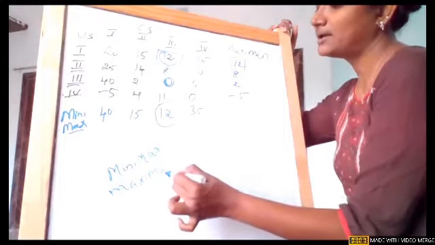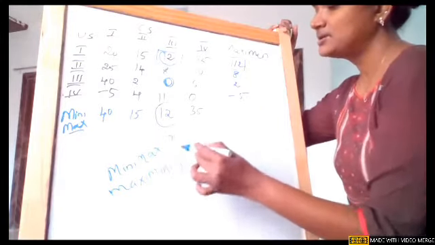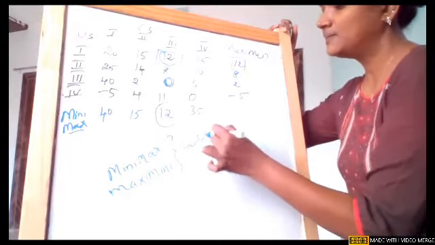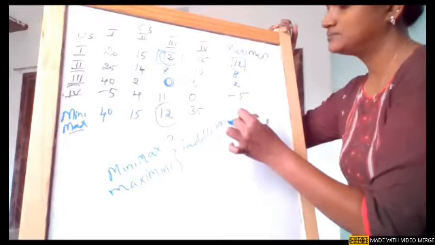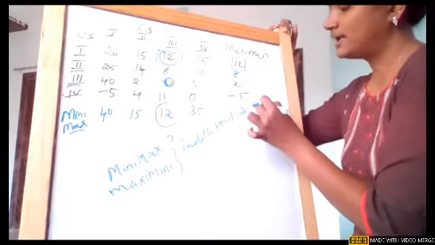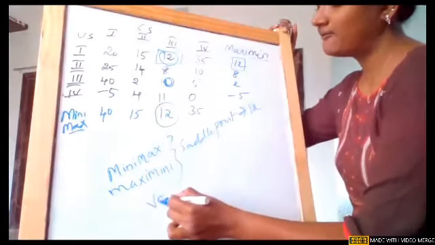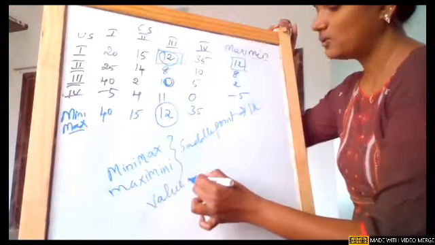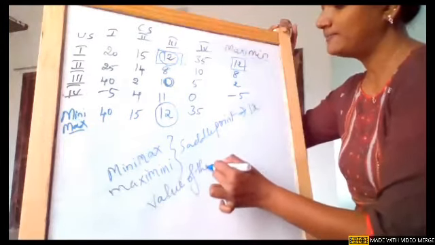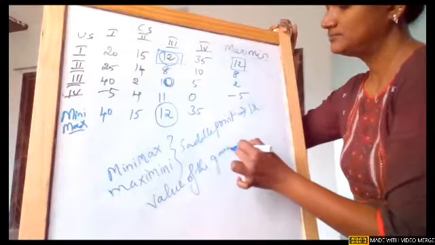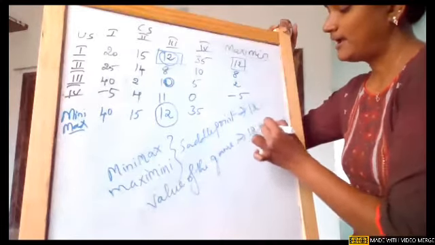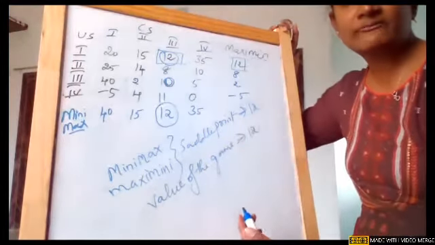Generally, it will not occur in all cases. So which is the saddle point, which is 12. The first question they asked us is the value of the game, which is 12, and what strategy both of them will adopt.